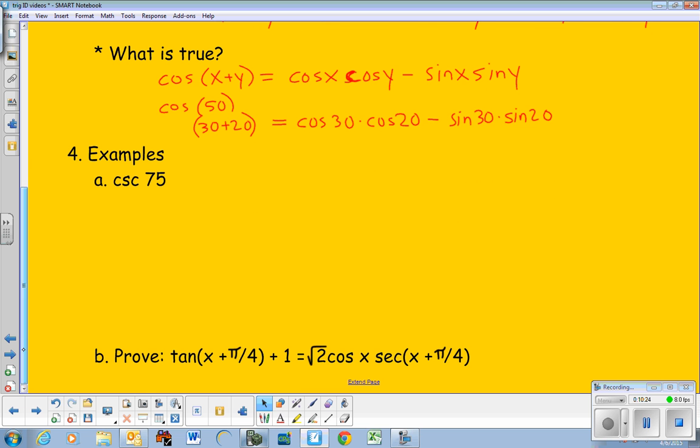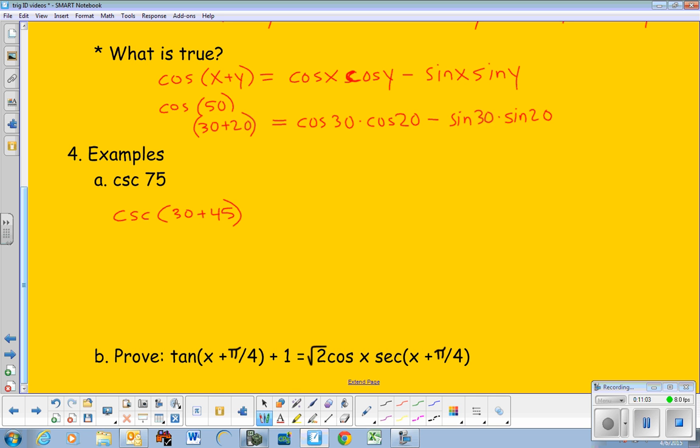Let's look at a couple of examples of the type of problems you might see. Cosecant 75. What I can ask you now is, without a calculator, tell me what the cosecant of 75 is. We only have a few select angles on the unit circle that we know values for: 30, 45, 60, and angles like that. 75 is not one of those. However, cosecant 75 is made up of 30 and 45. So cosecant of 30 plus 45, I think we can all agree that's the case.